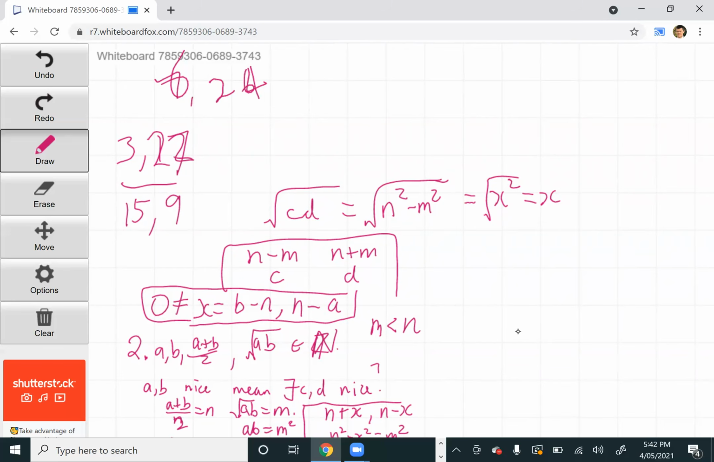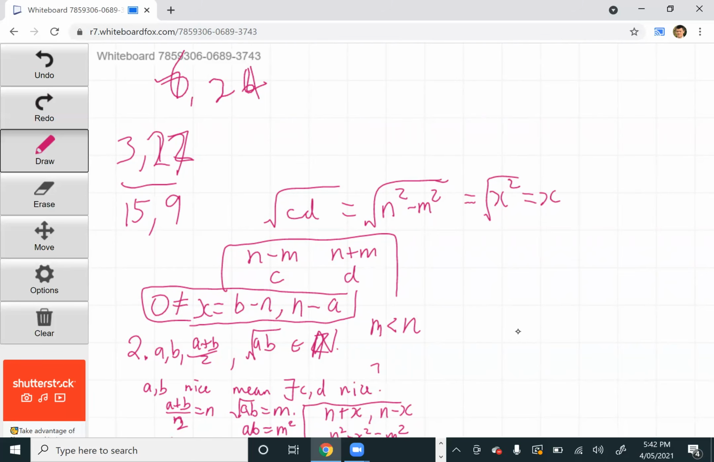It works. Okay, so I think the simplest case should be 1 and 9, because the simplest Pythagorean triple is 3, 4, and 5. But what happens if they were the same number? What happens there? You get the same one back? If they're the same number, I'm pretty sure, yeah, you get like a 0 and 2.